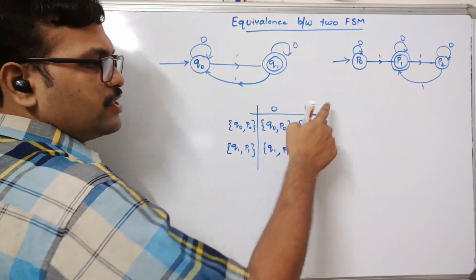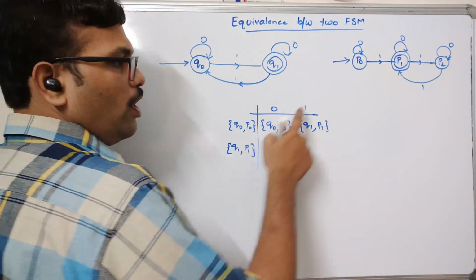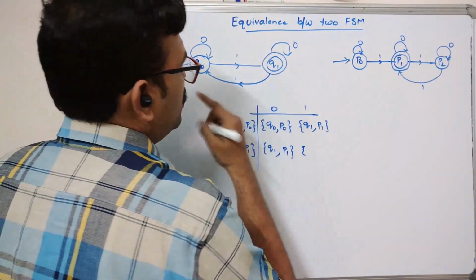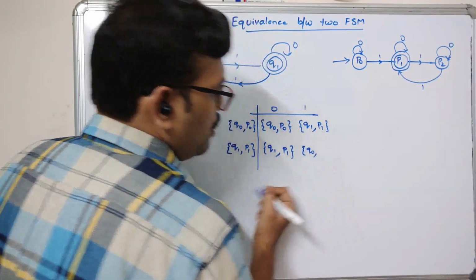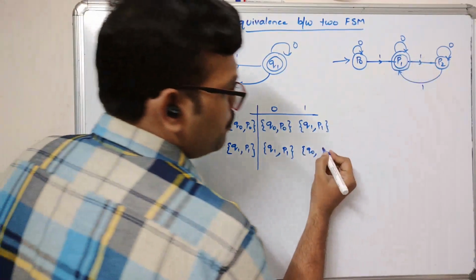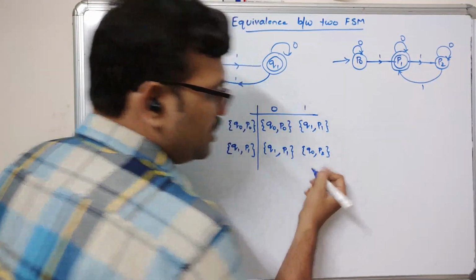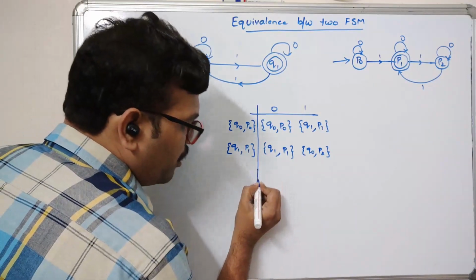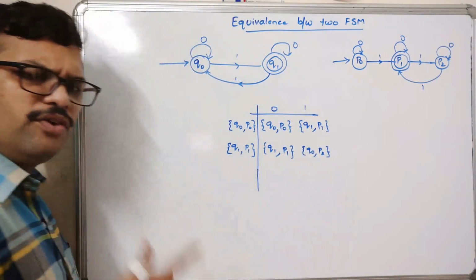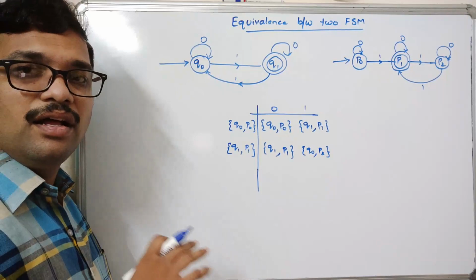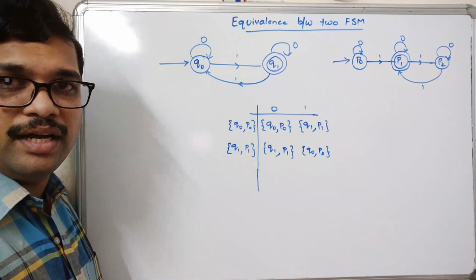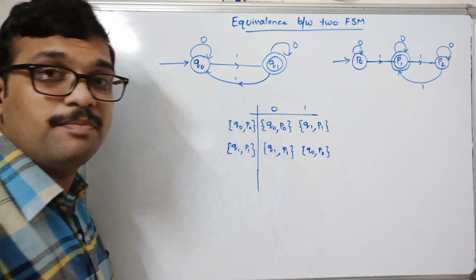Now again find the transition over 1, right? Q1 on 1 moves to Q0, and P1 on 1 moves to P2. So you can observe this is one more new state. Another new state appeared. Now we need to find out the transition for this new state. So we need to repeat the same procedure until it doesn't form a new state.